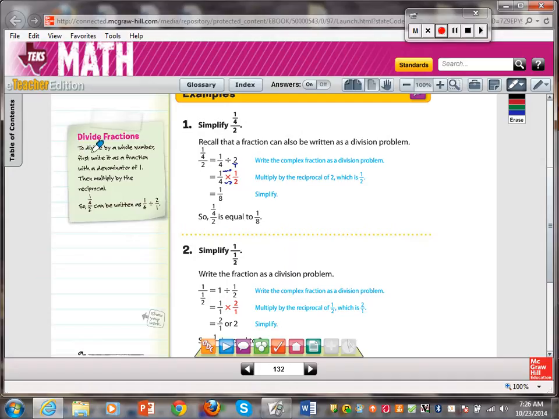Divide fractions. To divide by a whole number, first write it as a fraction with a denominator of 1. And you already know that any number, you can write it as a fraction by just putting it over 1. Then multiply by the reciprocal. So in this case, like we did right here, 1/4 divided by 2 over 1 is the same thing as 1/4 times the reciprocal, which brings you to 1/8.